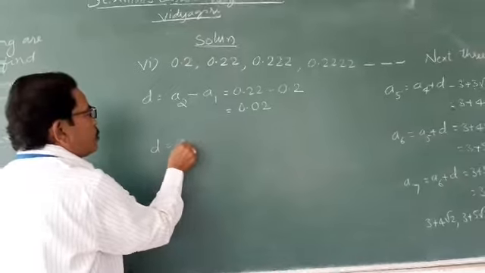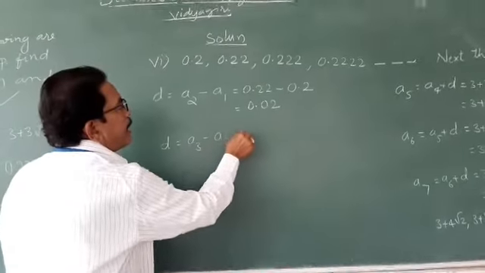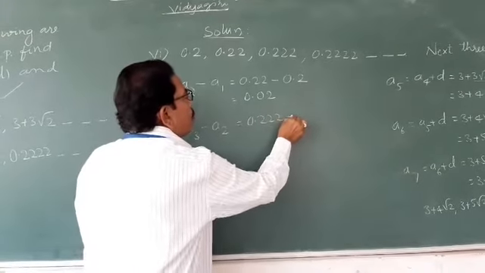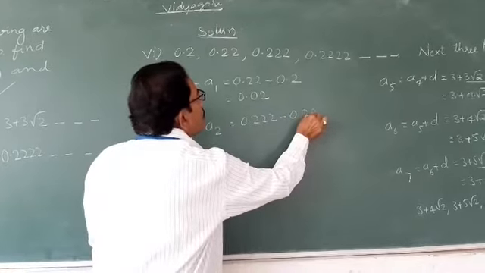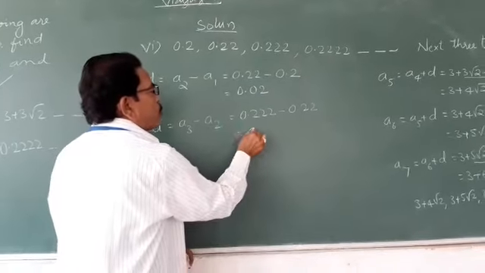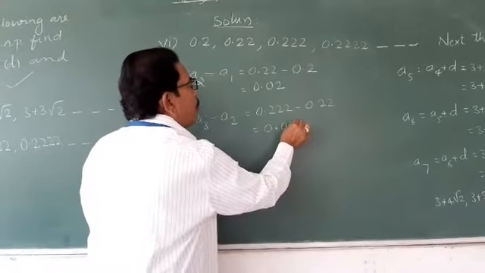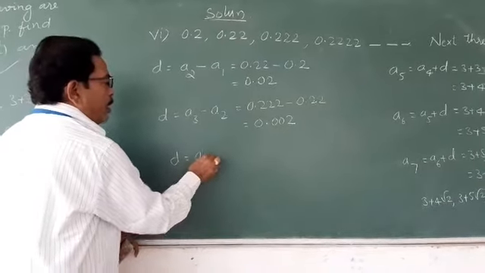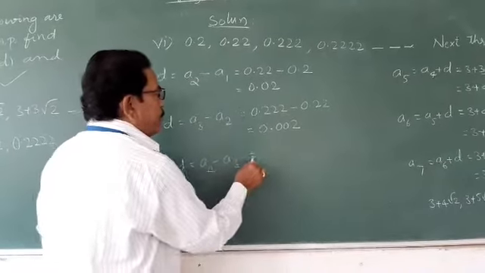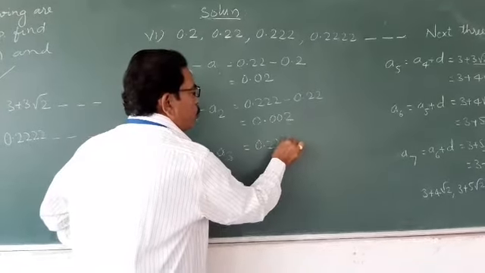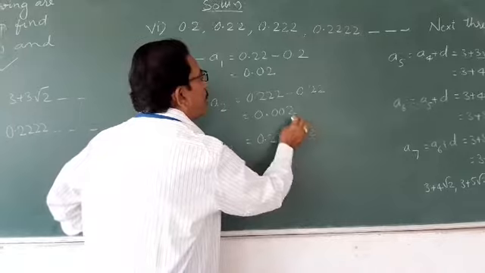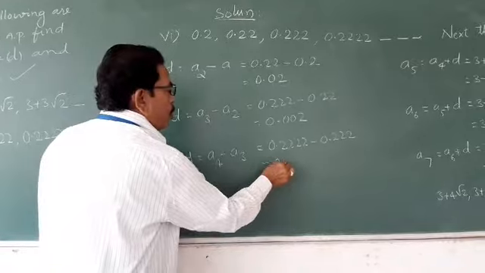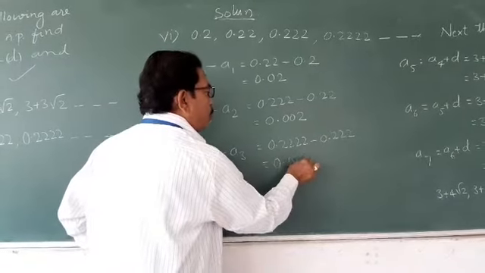Then d equals a3 minus a2. a3 is 0.222 minus 0.22, that equals 0.002. Then d equals a4 minus a3, that is 0.2222 minus 0.222, that is 0.0002.